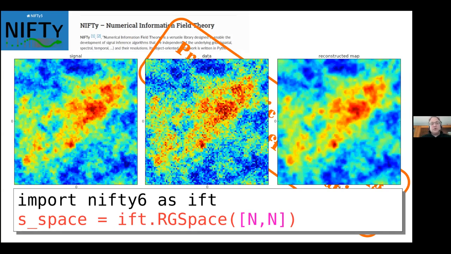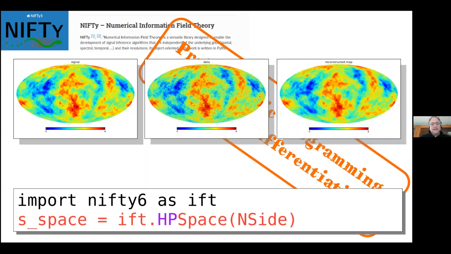You can also go to the sphere by replacing the space with a HEALPix pixelization of the sphere. And internally, all the correlation structures are interpreted for the specific space you're working in. So that allows you to prototype an inference code for a signal in one dimension, and then once you have debugged it, to use it in two, three, or spherical dimensions.